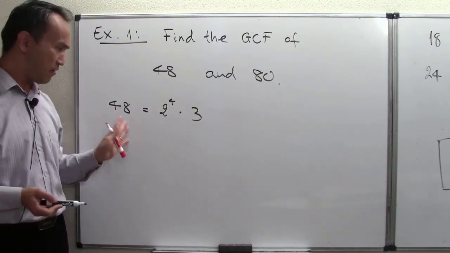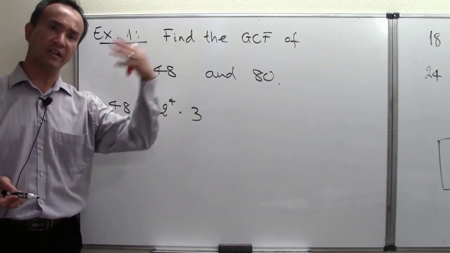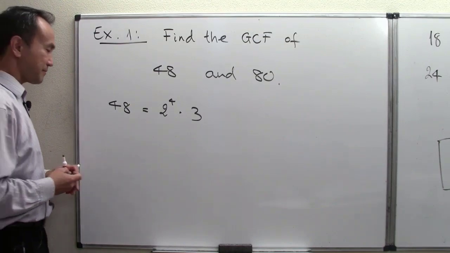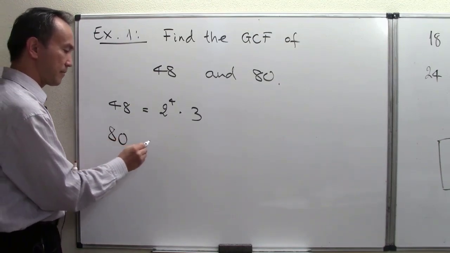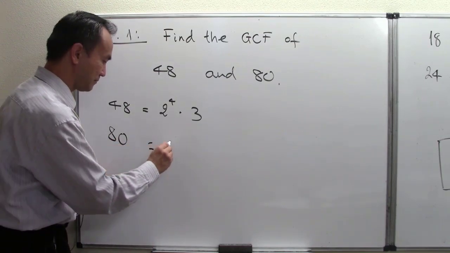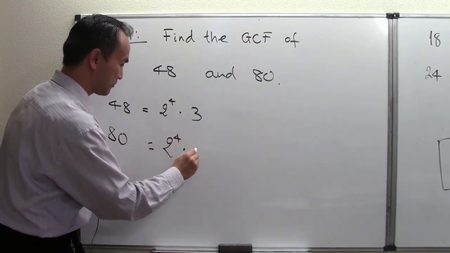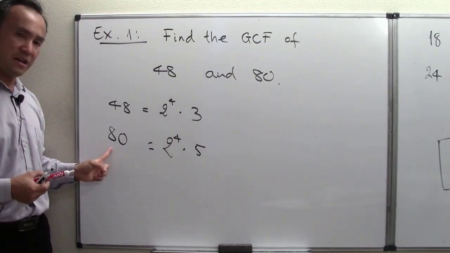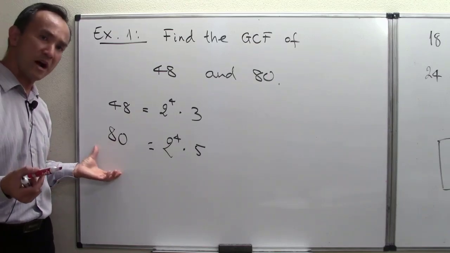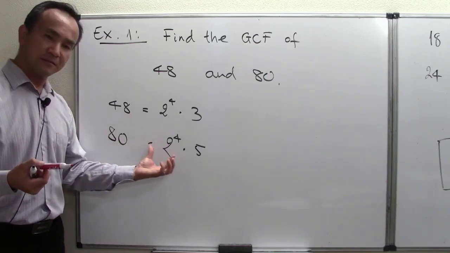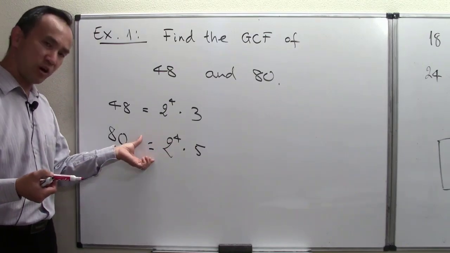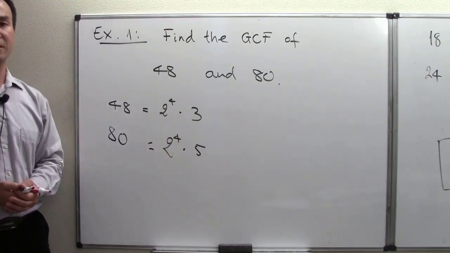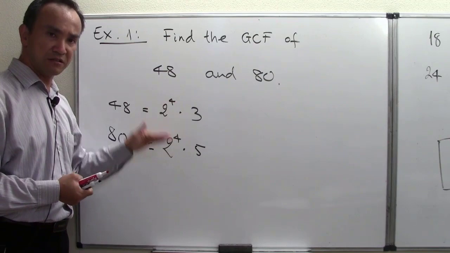How I can find this requires some skill that you should have learned back in your previous course. Now 80. After finding the prime factors, 80 can be expressed as a product of 2 to the 4th times 5. So I have found all the prime factors in 48 and 80.